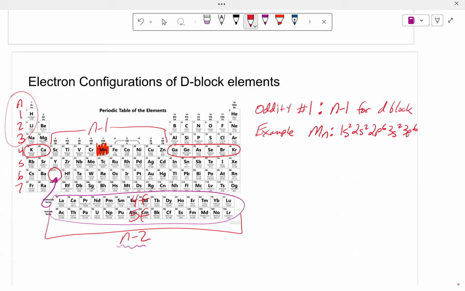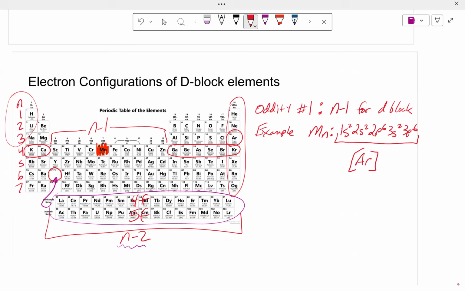Now, I can shorthand all of that and use this convention. I put the noble gas, that's these guys right here, right before the element you're looking at. So if I'm looking at manganese, the noble gas right before it is argon. And I just put that element in brackets. And that just tells the reader that I'm shorthanding all of that electron configuration up to argon, and I'm basically going to start on the fourth row.